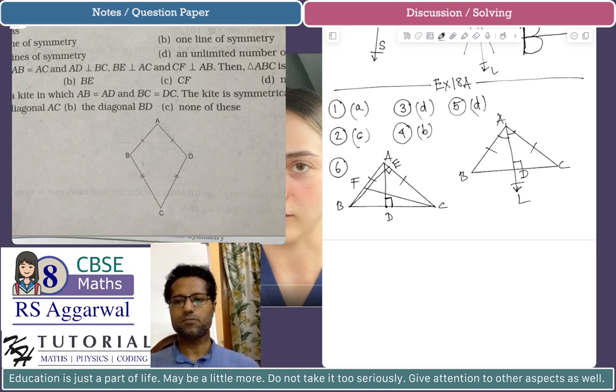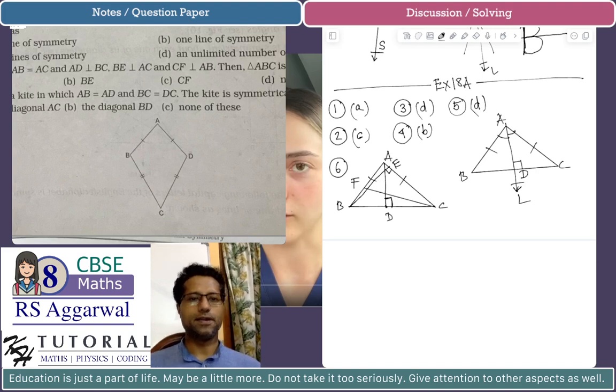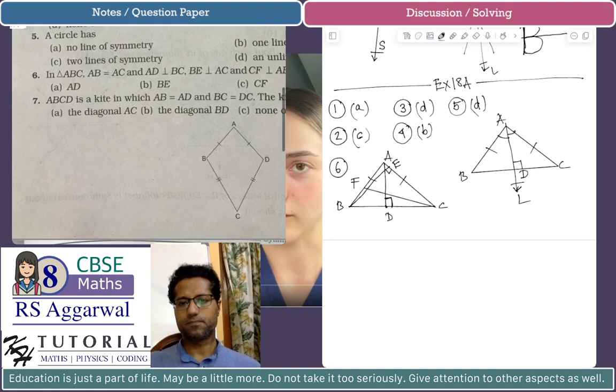Now, when it is given that in triangle ABC, AB equals AC and AD is perpendicular to BC, automatically we can say that AD is the bisector of the angle A, and the isosceles triangle ABC will only be symmetric about AD and not BE or CF. So the correct choice will be AD. So the correct choice is A.